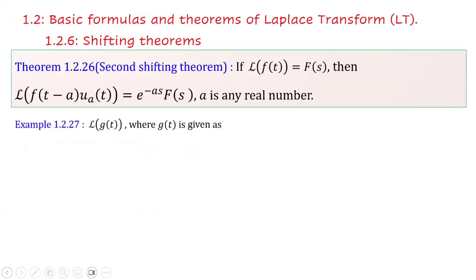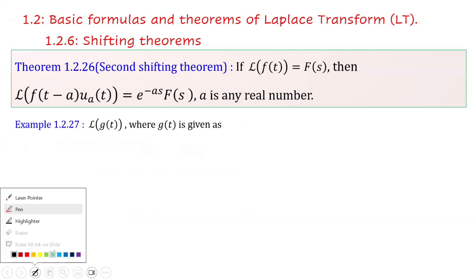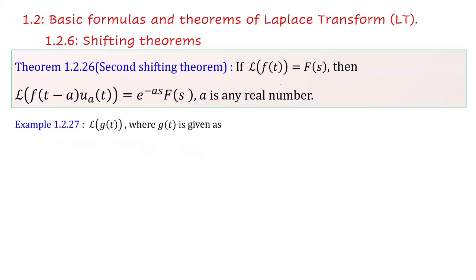Next, we have the statement of the second shifting theorem. This says that if the Laplace transform of f(t) is equal to F(s), then the Laplace transform of f(t minus a) u_a(t) is equal to e to the power minus as times F(s), where a is any real number.